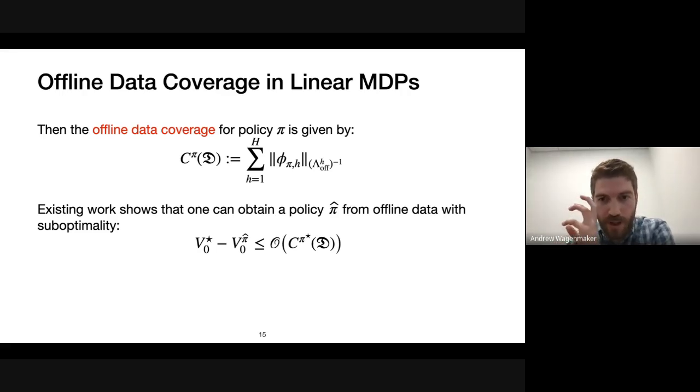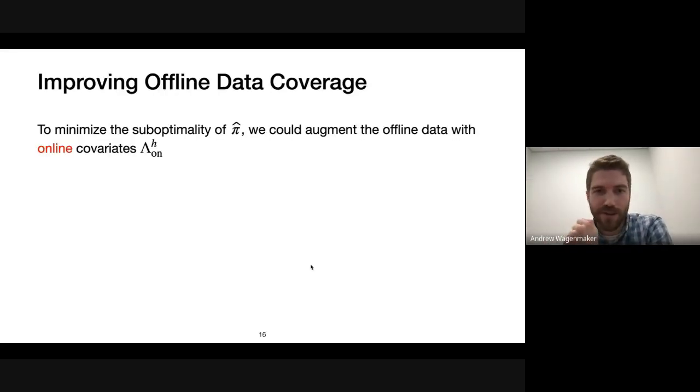Well, we should simply try to augment the offline data with some amount of additional online data that ensures that in the direction phi pi star of h, we have good coverage. Basically, we want to explore in direction phi pi star of h. This is a very reasonable thing you could imagine doing. It will make the c pi of d smaller. That will then translate to smaller suboptimality. And so indeed, this is actually what we will do.